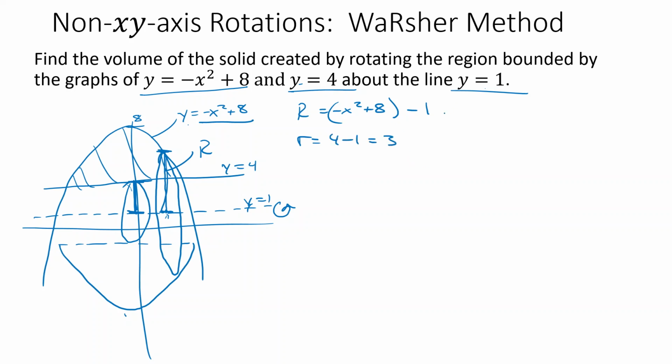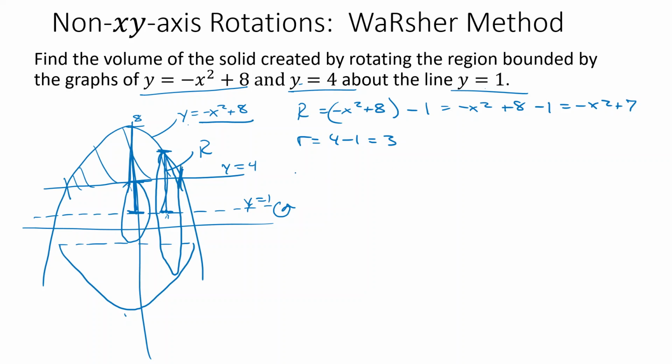So this one I could probably simplify a little bit. That's negative x squared plus 8 minus 1, or negative x squared plus 7, I guess is what that one becomes. All right, so we could integrate now. The whole thing would be from here to here. Or we can say, okay, it's symmetric, and we can just go from 0 to where they cross here.